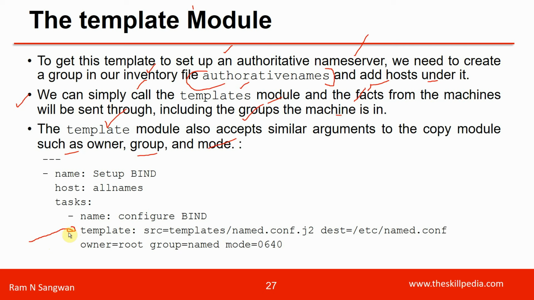That was the creation of the template, and this is where we are calling the template now. Name configuration bind template, source is under templates directory named.conf.j2. Destination is /etc/named.conf. And that's what I was talking about. It is creating the main configuration file of my bind server, DNS server, or name server, all the same thing. So destination location is /etc/named.conf. That's what is happening here.